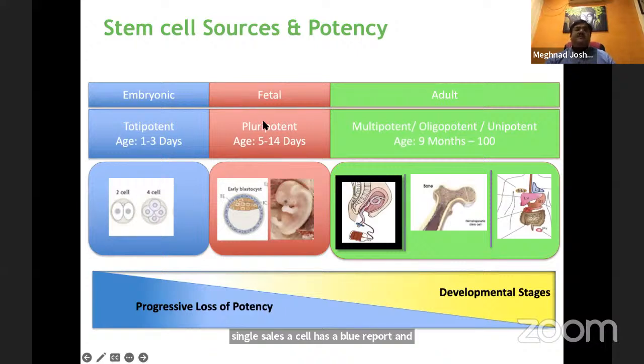To summarize, these pluripotent cells have the ability to differentiate into three germ lines. Now, as aging of cells occurs, these pluripotent cells become multipotent, oligopotent, or unipotent. Now, the age of these cells can range from 9 months up to the adult human. So the highest is, say, 100.